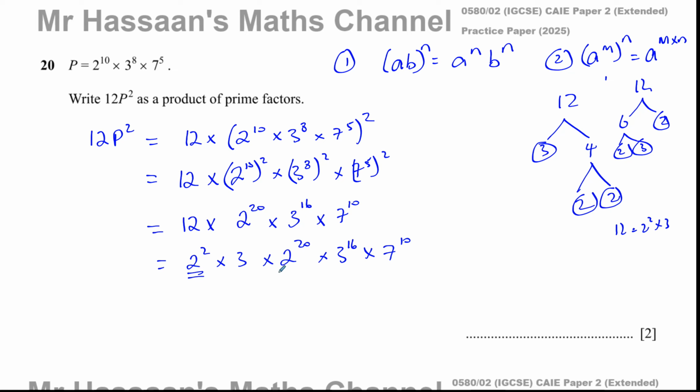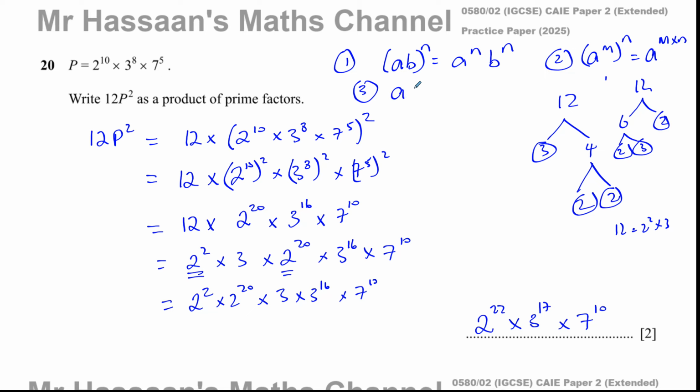Here I can combine the ones with the same base. When I multiply two numbers in index form, I add the powers. So this is 2 squared times 2 to the power of 20, and this is 3 times 3 to the power of 16, times 7 to the power of 10. I can add these powers. So 2 to the power of 22, times 3 to the power of 17, times 7 to the power of 10. The third law we're using now is that when we multiply two numbers with the same base in index form, we add the powers.